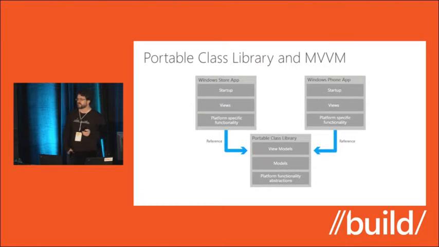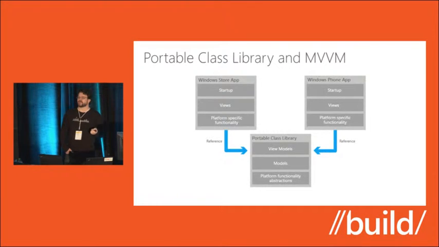They'll both reference one portable class library. And what you can do there is share, place your view models and models. So a lot of your app logic will go in there. It won't be a clean separation always. There'll be cases when you'll have something that's platform specific. And when you do, you'll have to think about ways to call that code from within the portable class library.